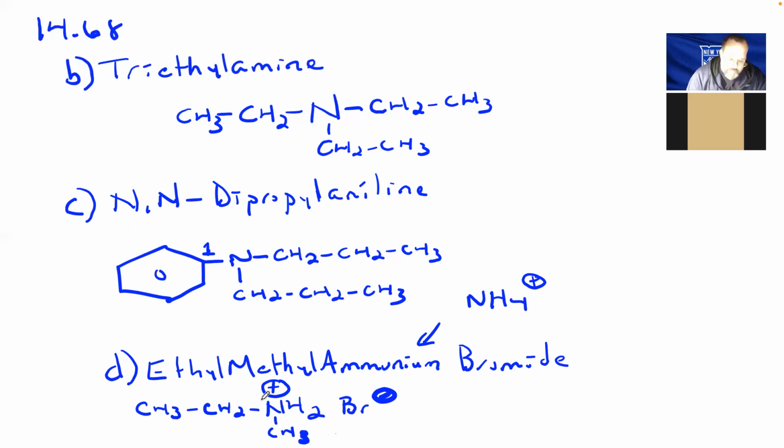If you just start with a typical amine, like triethylamine, your starting point there would be ammonia. But if you have ammonium, then your starting point is NH4+. The ammonium ion would be the starting point.